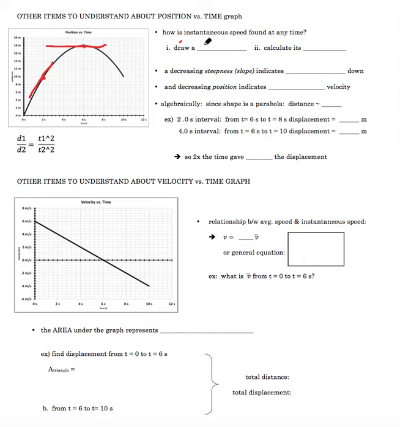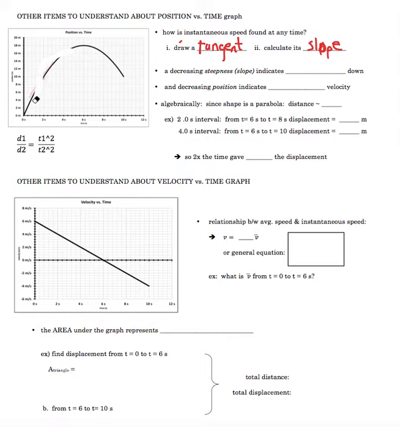So to sum up, if you're ever asked to find the instantaneous speed, you draw a tangent, and then you calculate its slope. We won't have to do that, but I thought you should be aware. Now let's look at these graphs from more of a conceptual point.